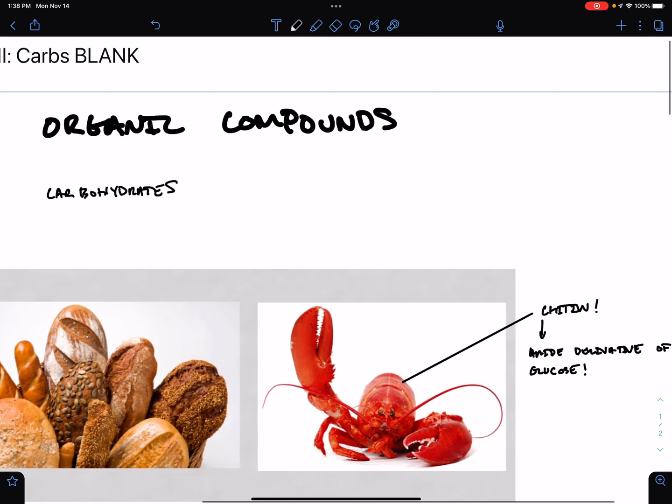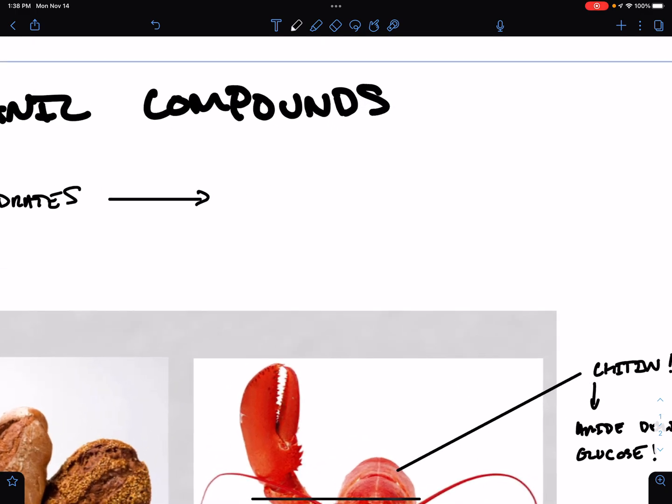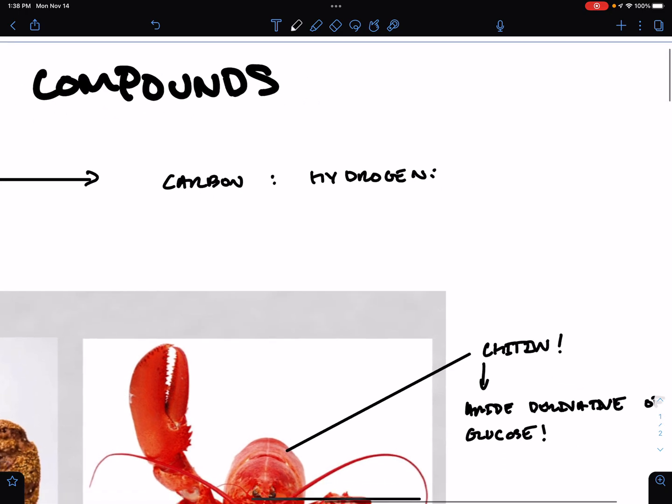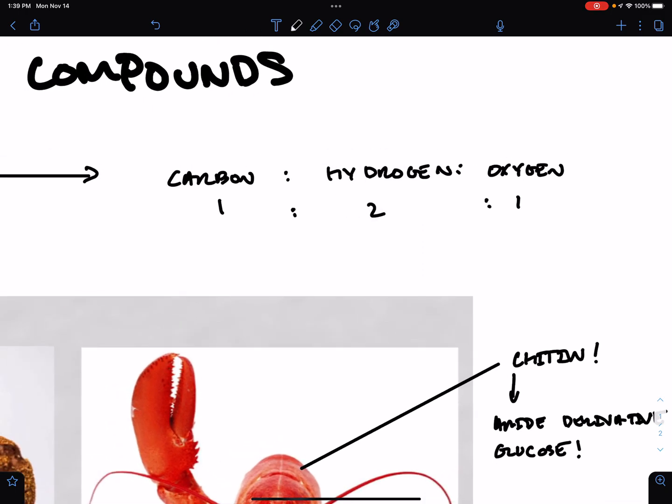Not the definition of a carbohydrate, but the way that carbohydrates are generally recognized is that they typically contain carbon, hydrogen, and oxygen in a 1:2:1 ratio. So our most famous form of carbohydrate, glucose, is C6H12O6, and you see that it follows this pattern of 1:2:1, and this is obviously glucose.